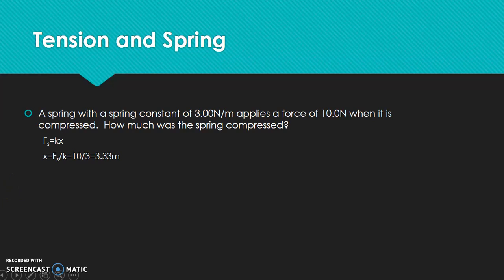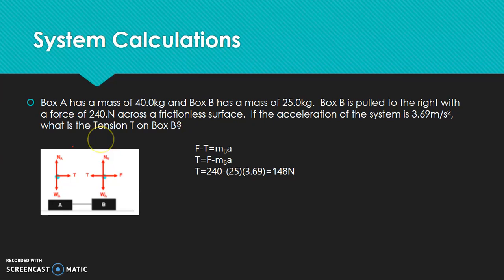All right, this one is dealing with tension and spring. It says a spring with a spring constant of 3.00 newtons per meter applies a force of 10.0 newtons when it is compressed. How much was the spring compressed? Remember that there is a special force formula for spring that you can see here.